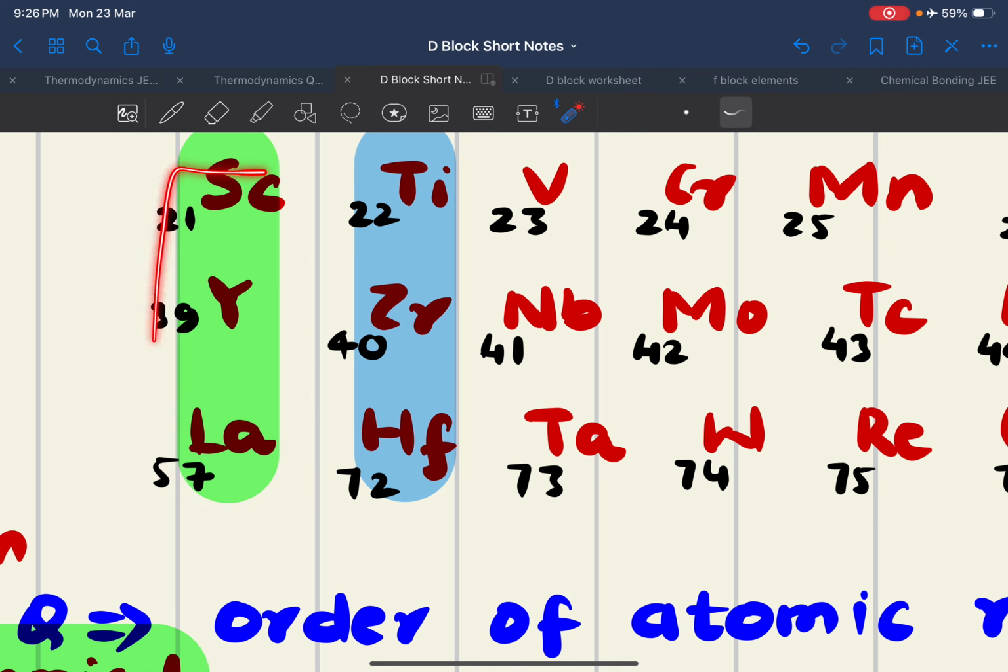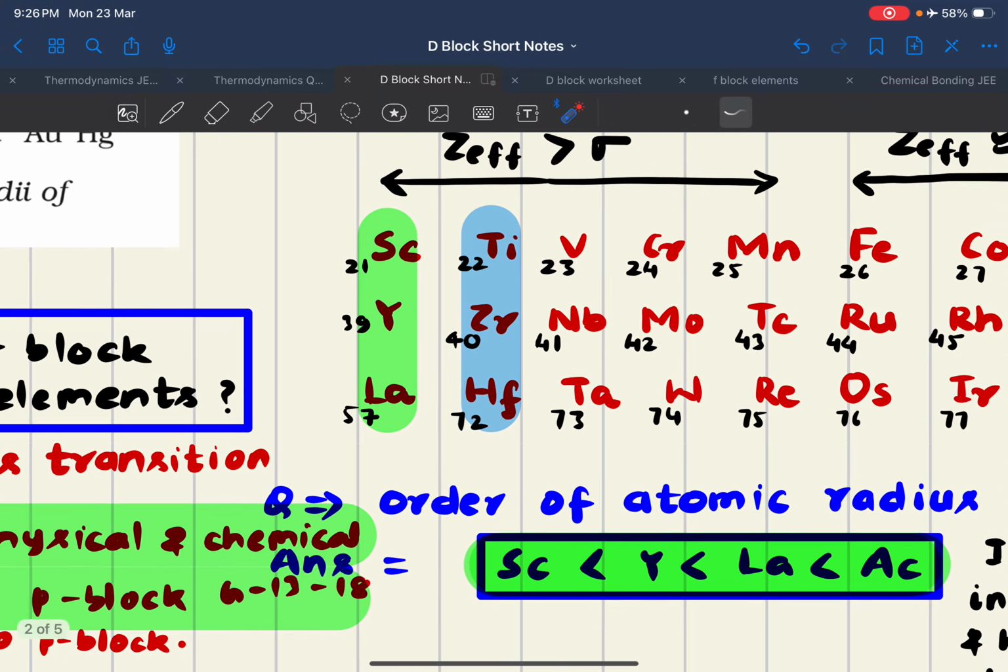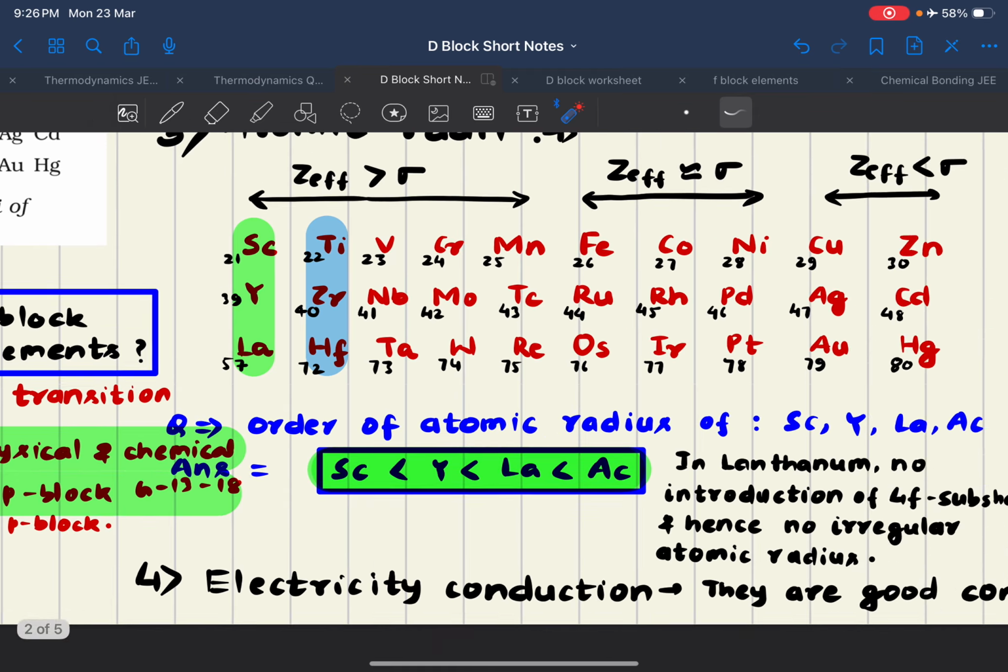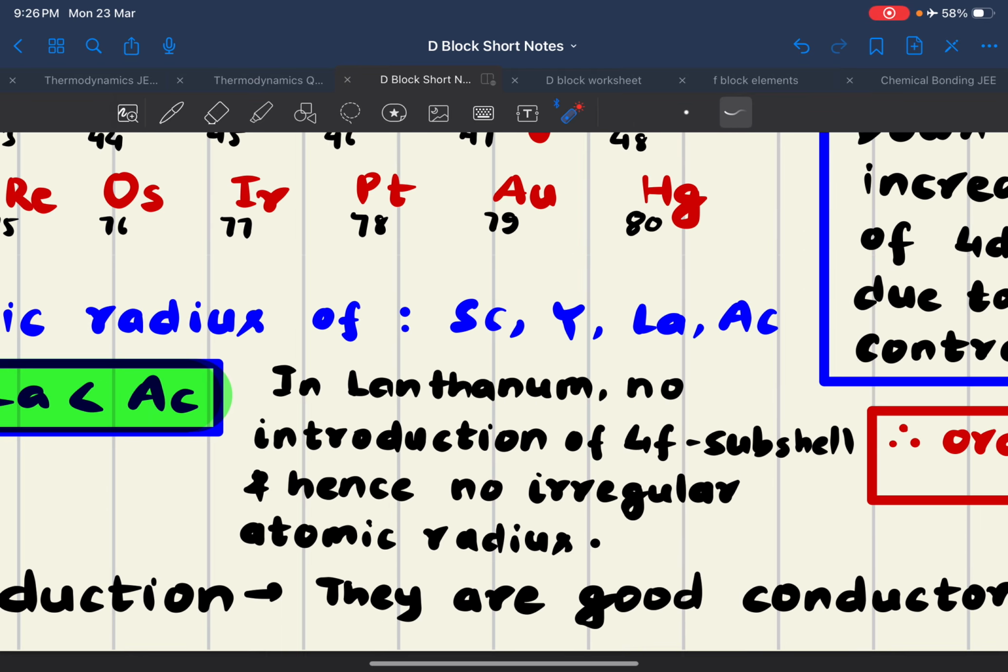The 4f effect is not visible here, it is not coming to the picture. The 4f thing comes over there, so this effect is seen from hafnium onwards. So for scandium, yttrium, lanthanum and actinium, if you go down the group, the shell increases and hence the size also increases, and that's why I have written this answer. In lanthanum, no introduction of 4f subshell and hence no irregular atomic radii.